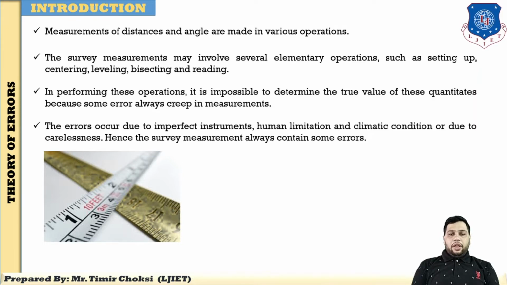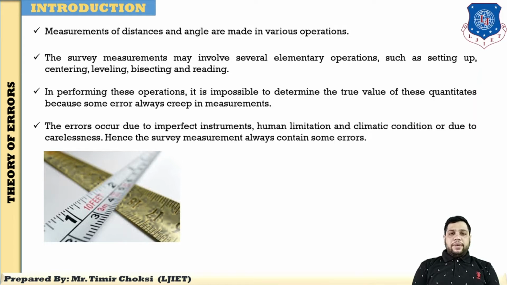So first, the introduction part. You know that different types of instruments are used for conducting a survey, like chain, compass, theodolite, tachometer, total station. Using these instruments, various operations are conducted on a field, like measuring the horizontal distance, measuring the vertical distance, difference in elevation, horizontal angle, vertical angle.